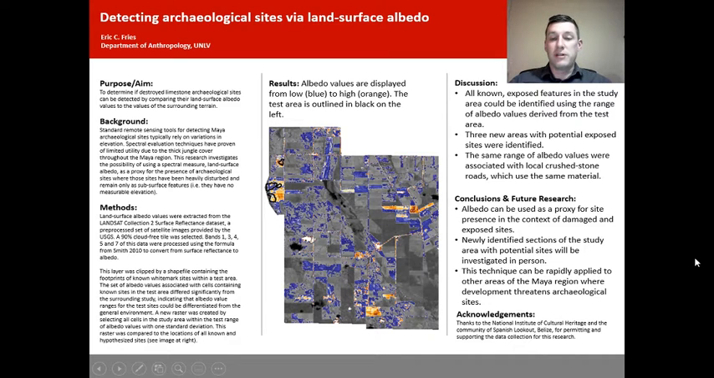So, in conclusion, we found that indeed, in this particular instance where sites are damaged and exposed, albedo can be used as a proxy for site presence. We identified some new areas that we now have to go check out in person that may have additional destroyed or exposed sites. And furthermore, we can take this technique and apply it to all of Belize and all of the Maya area more generally in places where development threatens archaeological sites in this manner, many of which are remote and difficult to access, but which nonetheless show up on satellite imagery.